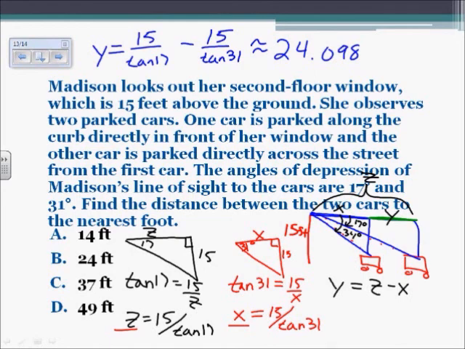And we'll get the arrow to drop in. 24 feet. Angle of depression, the distance between the two cars. This again is another example of using two angles to solve.